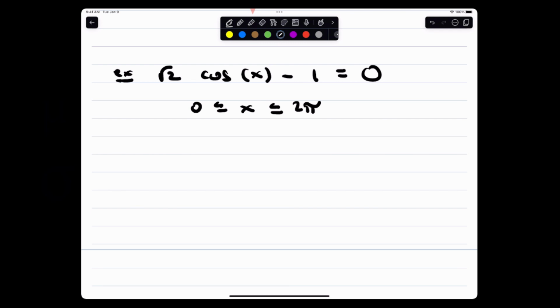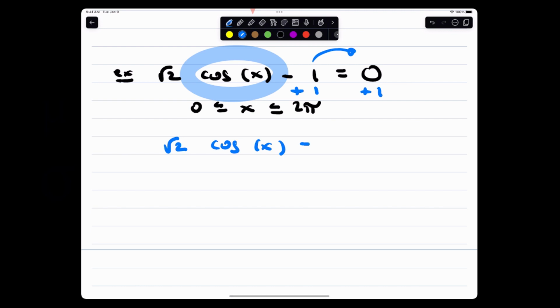How do we know it's a trig equation? Well, the course is trigonometry. They say solve. It's an equation. And you have a trig function here. Is that right? This time the trig function is cosine. So what do you guys think you have to do to solve for cosine? Yeah, you can add 1 to both sides, or move the 1 to the other side. And you get the square root of 2 cosine x is 1.